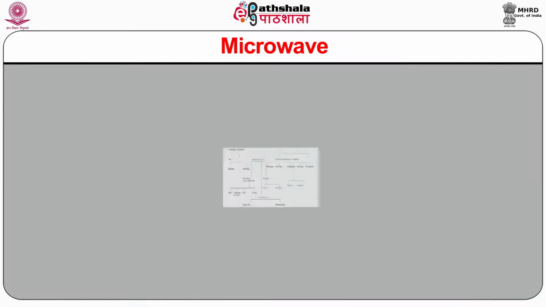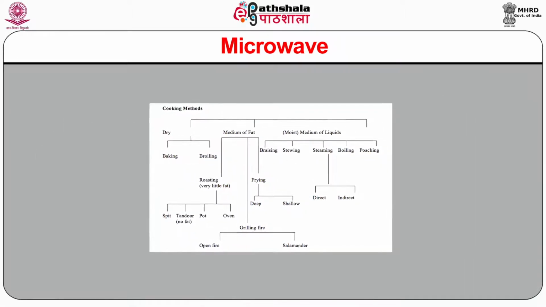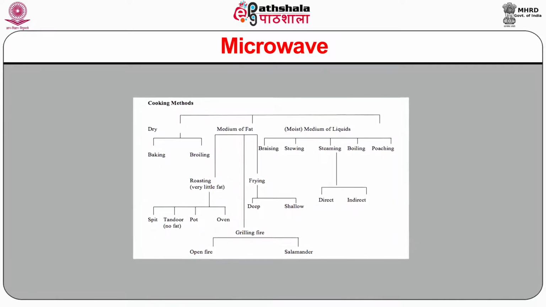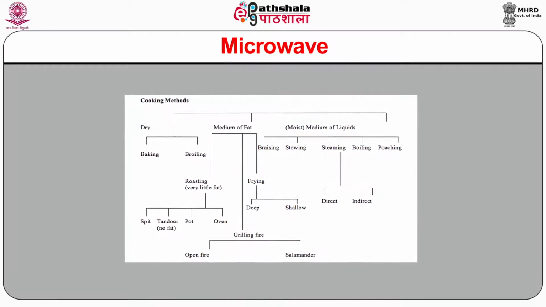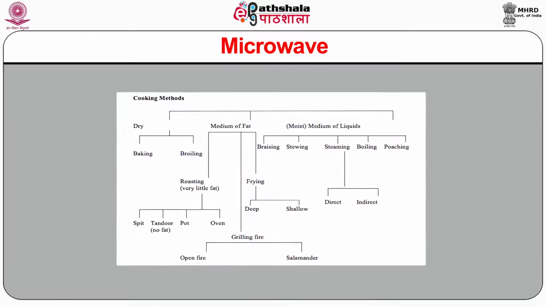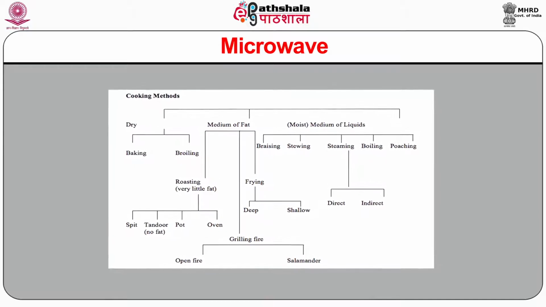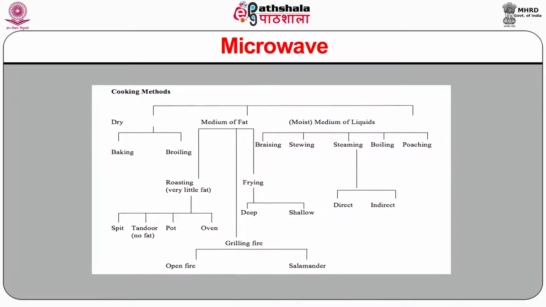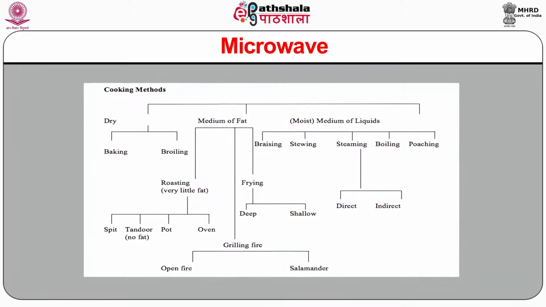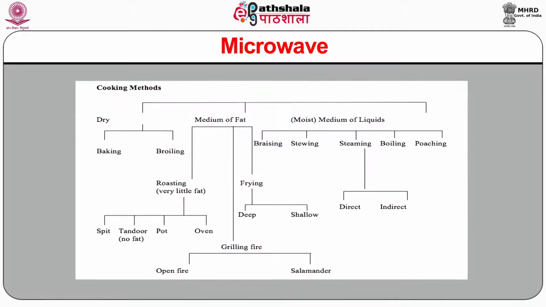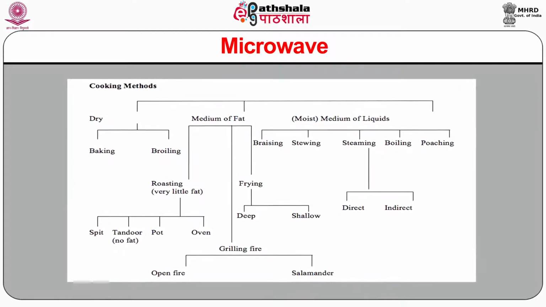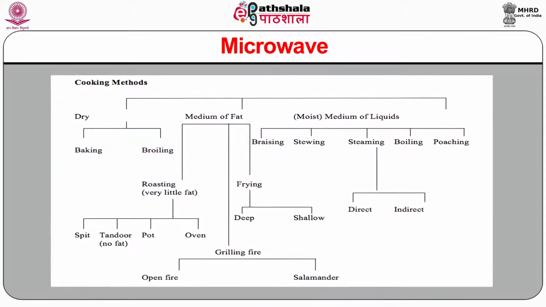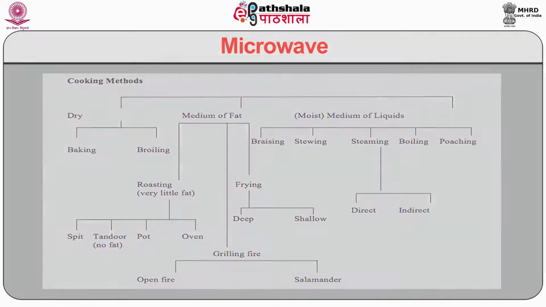Flowchart of cooking methods. Dry, medium of fat, medium of liquid. Dry: baking, broiling. Medium of fat is of three types: roasting (very little fat; spit, tandoor, pot, oven), grilling (on fire, open fire or salamander), and frying (deep frying, shallow frying). Moist, medium of liquid: braising, stewing, steaming, boiling, poaching. Steaming has two types, direct and indirect.